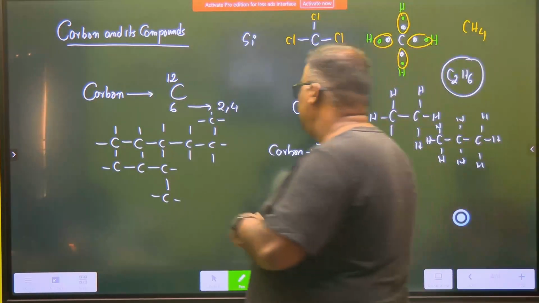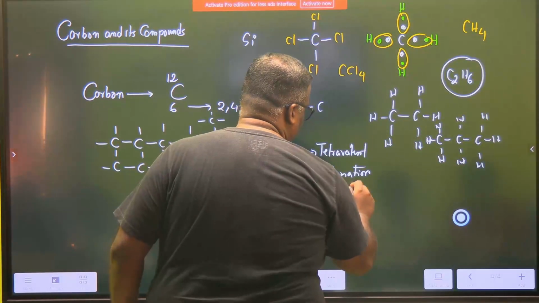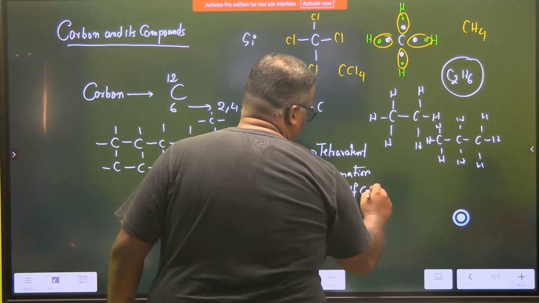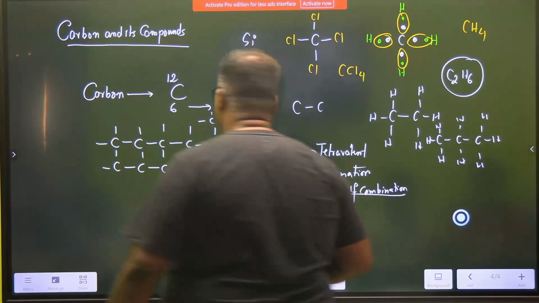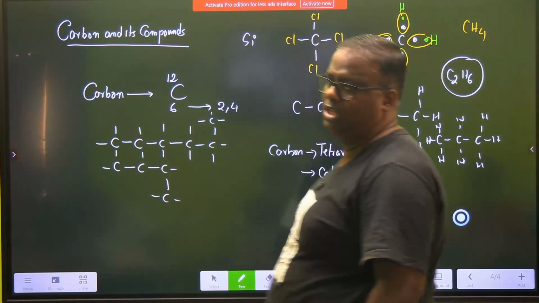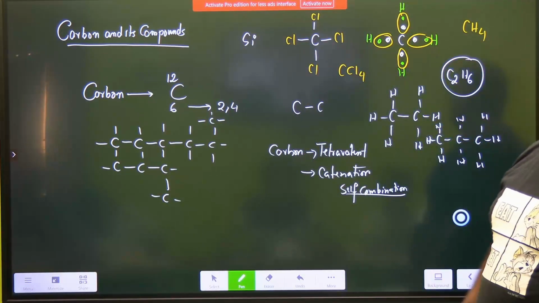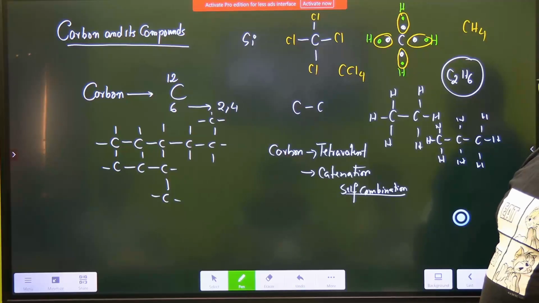Catenation in simple language is something like self-combination. I don't need anybody else. I play with myself. मुझे कोई दोस्त की जरूरत नहीं है. मैं अपने घर में ही खेल लेता हूँ. यहाँ तक क्लियर हुआ?